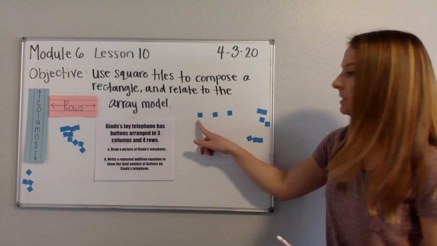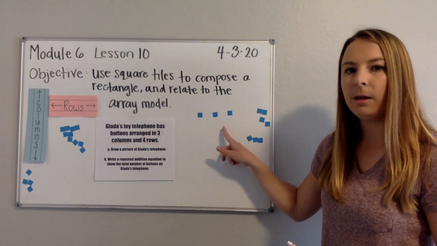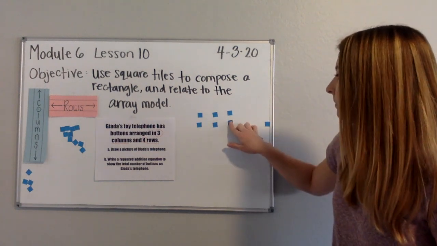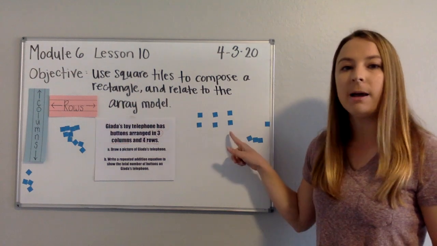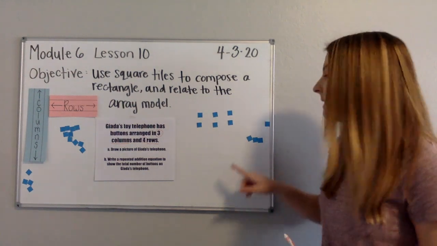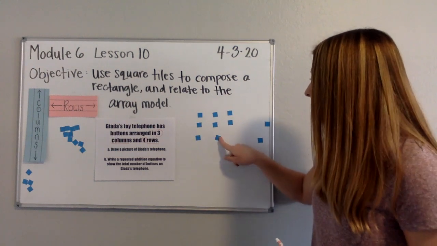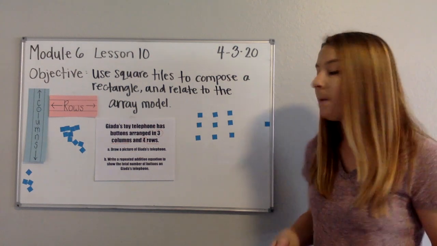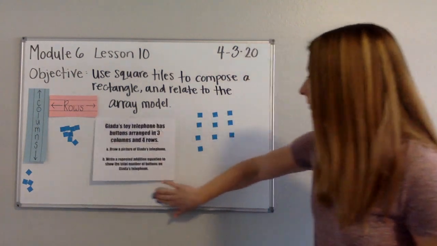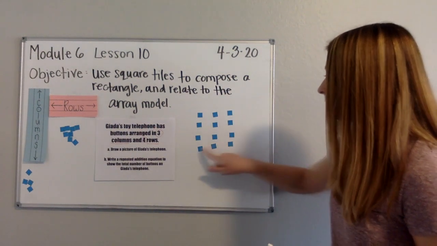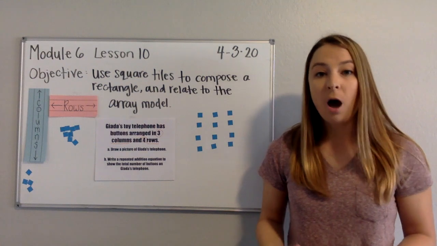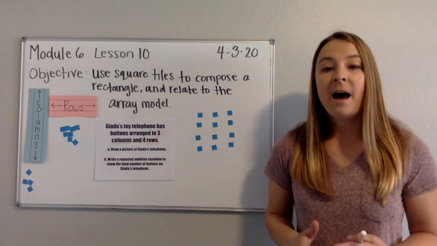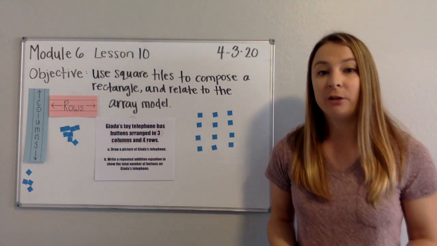So I'm going to start here. This is going to be a column, this is going to be a column, and this is going to be a column. And I'm going to add on to it until I have 4 rows. I have 3 columns, but I only have 2 rows, so I can't be done yet. I'm going to keep adding on. I have the 3 columns, but I only have 3 rows, so I'm not done. Now I have 3 columns and I have 4 rows, so I can go ahead and stop because I've made the array that Giada sees when she's looking at her toy telephone.